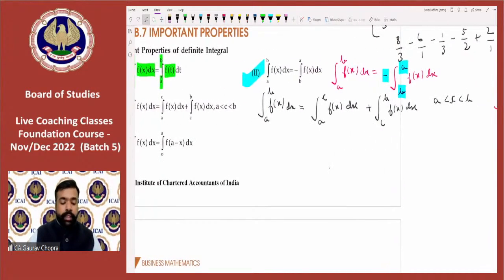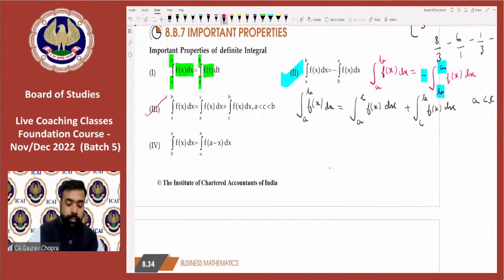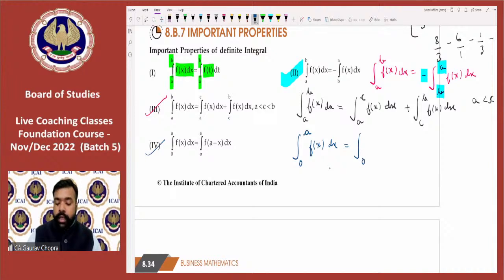All right. So we have to split this. Then the fourth one. The fourth property is required at many places. The limit is from 0 to a, a function is there and then dx. Now this can also be written as the function with a minus x in place of x. This time the limit is the same, but in place of x we have written a minus x, and the result will be the same.